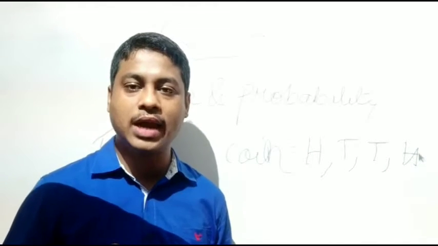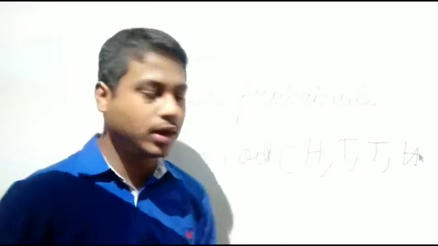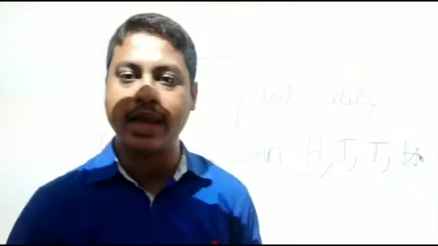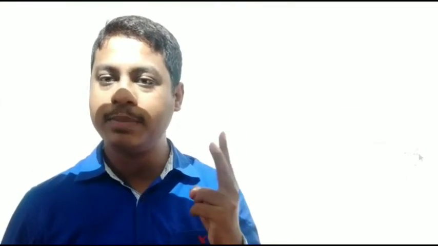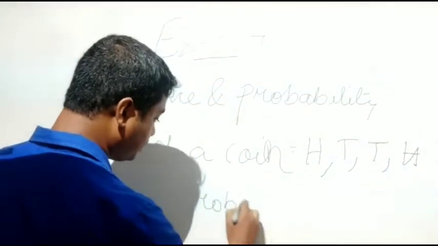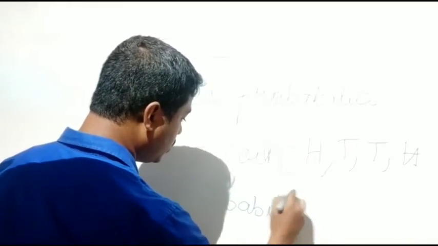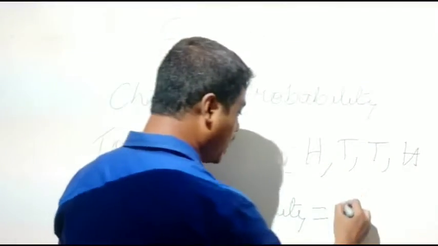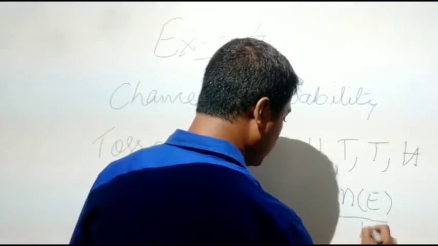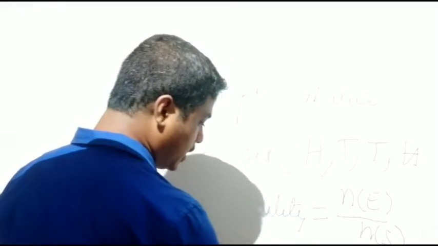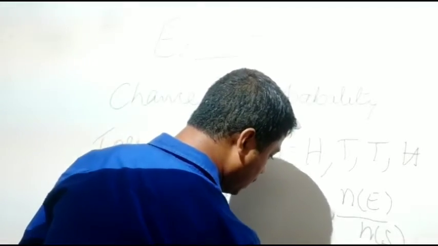But if I want to calculate the probability of head and tail, we know that the total number of occurrences is 2. Either it will be a head or it may be a tail. Probability is equal to the number of elements divided by the total number of occurrences. The total number of occurrences below will be 2, because there are head and tail.